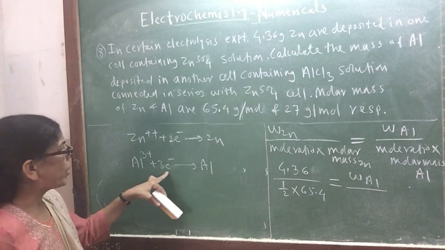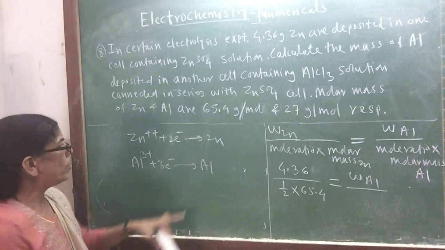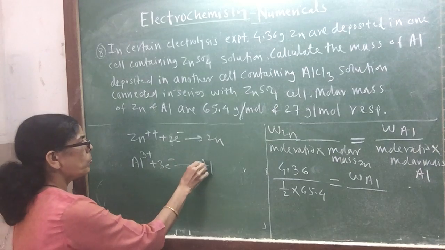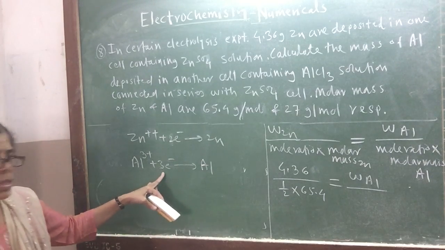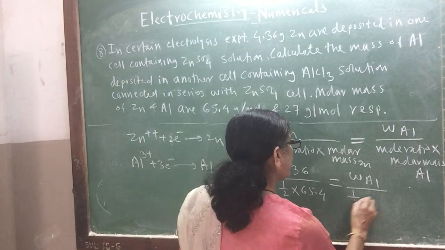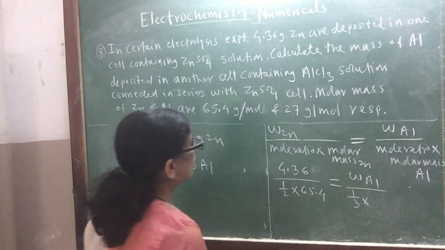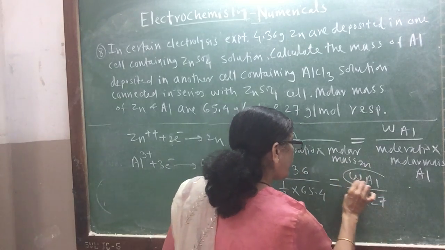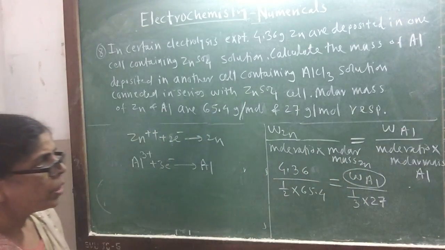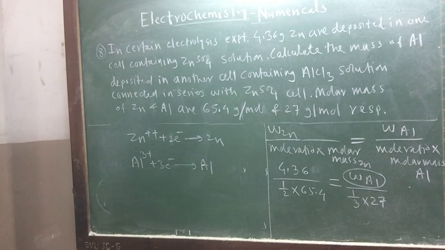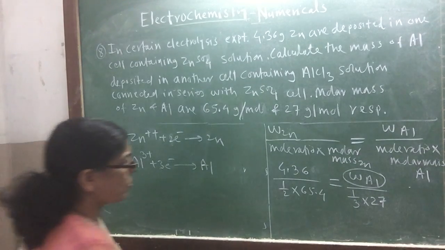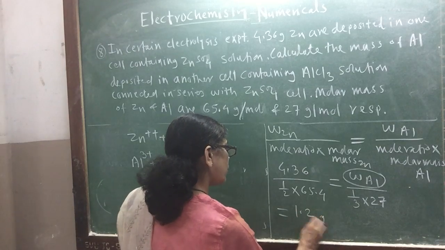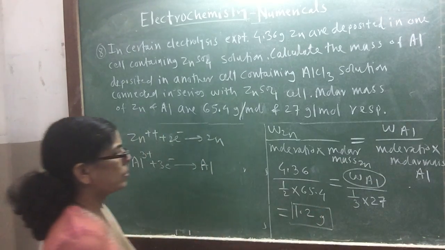So Al3+ plus 3e- giving Al. So the mole ratio will be 1 by 3: number of moles of aluminum deposited upon number of moles of electrons passed. It will be 1 by 3 into the molar mass of aluminum, which is 27. So you want to calculate WA, the mass of aluminum deposited. If you solve this particular problem, the answer which you should get is 1.2 grams.